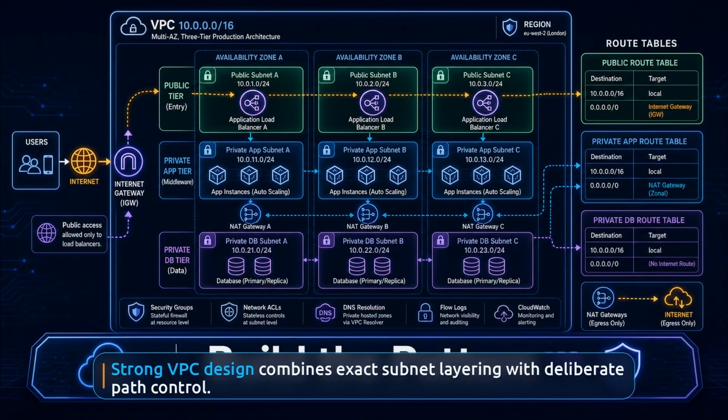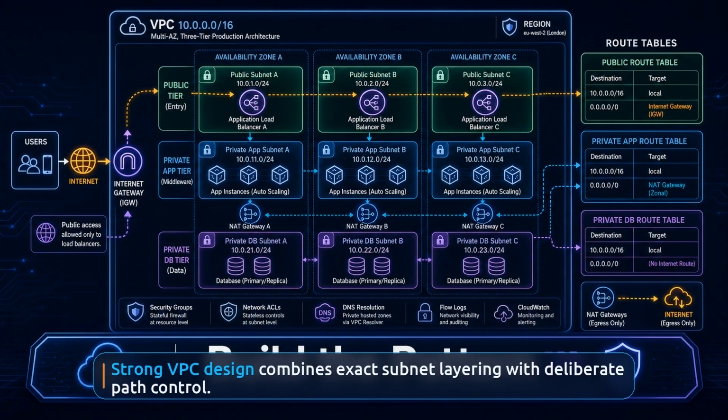Public entry services such as load balancers sit in the public tier. The app tier receives traffic only through approved front doors and approved security group paths. The database tier receives traffic only from the application tier on the exact ports and protocols the design allows. That is what good AWS networking looks like. Clear boundaries, clear routes, and clear trust relationships. Good VPC architecture is also explainable under pressure when teams need to investigate failed connectivity or prove a control boundary during an incident.